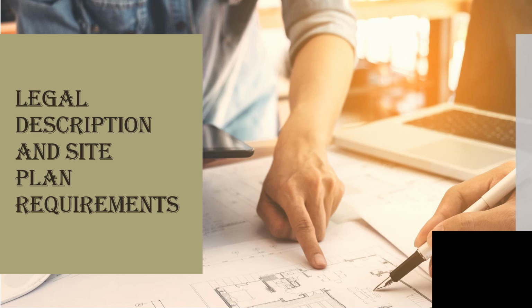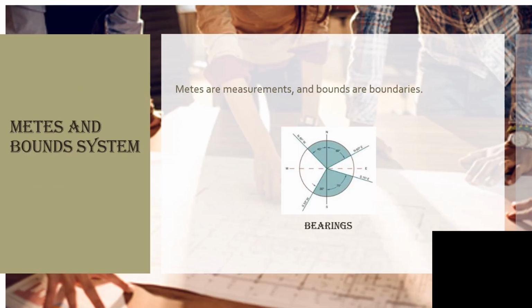Legal description and site plan requirements. A site plan is a scale drawing showing the existing conditions on a unit of land, including property lines and detailing the location of any proposed and existing development, such as structures, paving, and uses of land. Bearings are measured clockwise or counterclockwise from north or south.